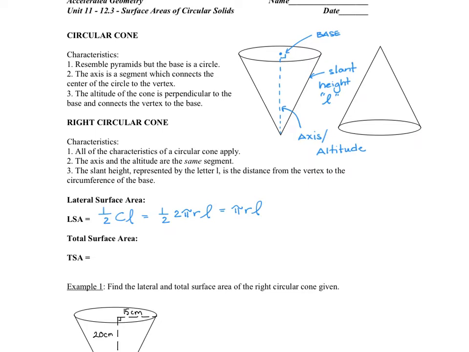And the total surface area of a cone is the lateral surface area plus the area of one base. So again, that capital B is the area of one base.